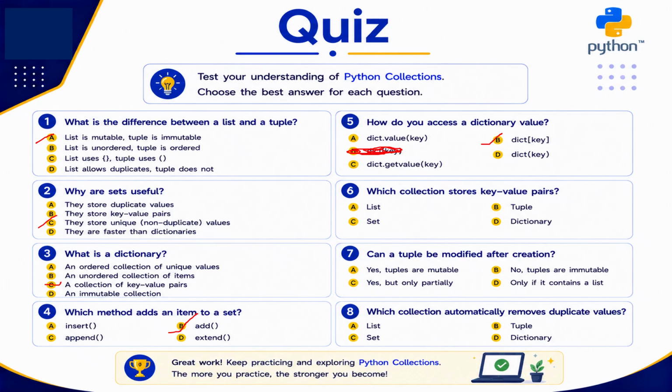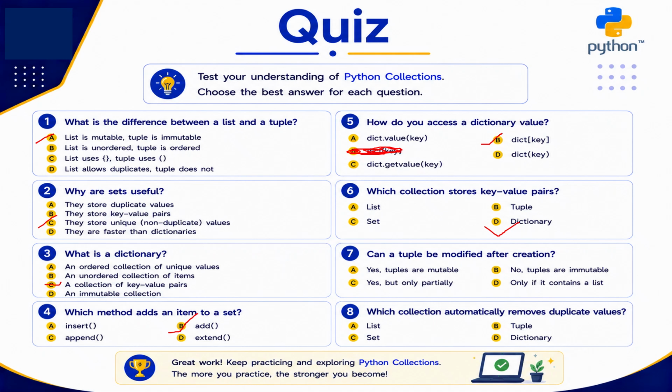Now, our sixth question: which collection stores key value pair? It is very simple. List, set, tuple, or dictionary? I hope you have answered it correctly. So dictionaries are specially designed to store data as key value pair. It was very easy.